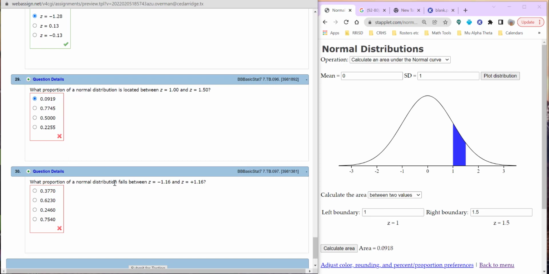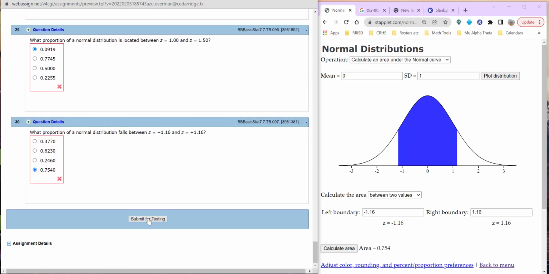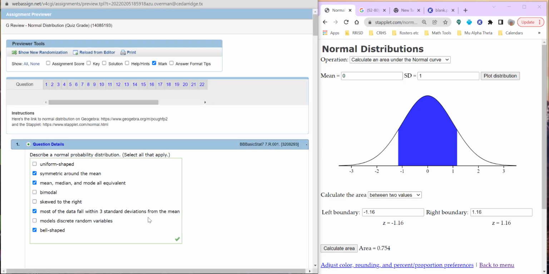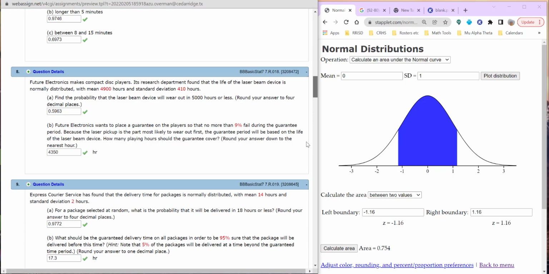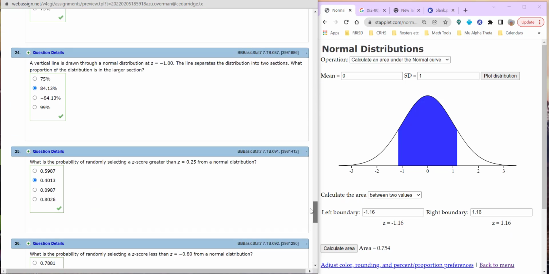Close enough. Don't freak out too much. All right. Then I have negative 1.16 and positive 1.16. Notice we didn't have any outside of two values. Then calculate the area, and I get 0.754. Hit submit for testing. And I should have them all correct. Voila, and that is the end of your review.